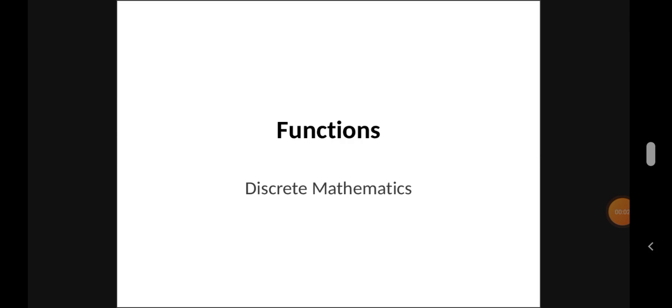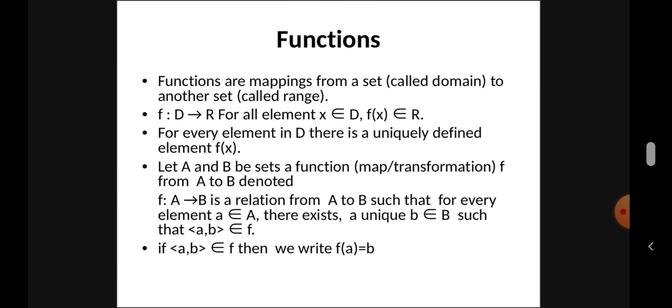Now we will see the functions and different types of functions in discrete mathematics. Functions are relations where each input has a particular output. It's a relation between a set of inputs and a set of permissible outputs with a property that each input is related to exactly one output. Okay, let's see the definition.